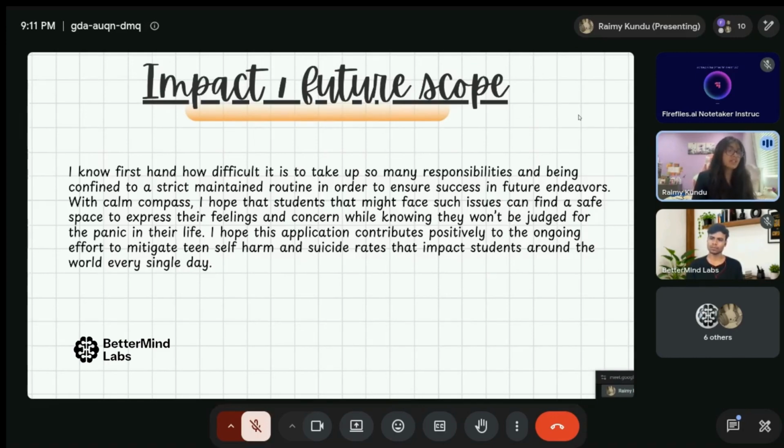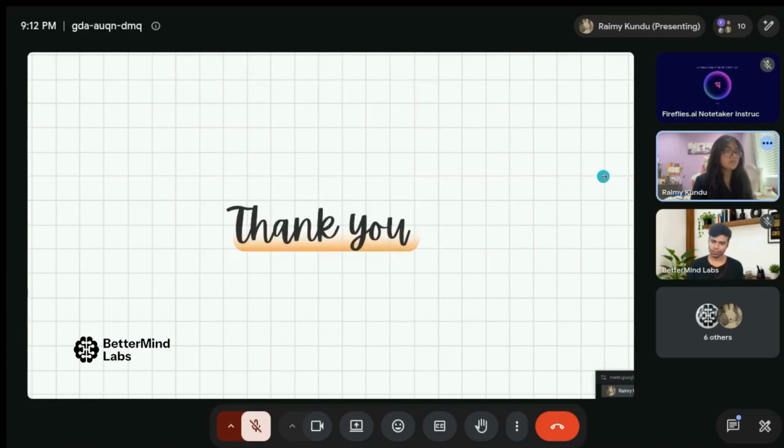With Comm Compass, I hope and I'm pretty confident that students that might face such issues can find a safe space to express their feelings and concerns while knowing that they won't be judged for the panic that they might be experiencing in their life. I hope this application contributes positively to the ongoing effort to mitigate teen self-harm and suicide rates that impact students around the world every single day. Thank you.